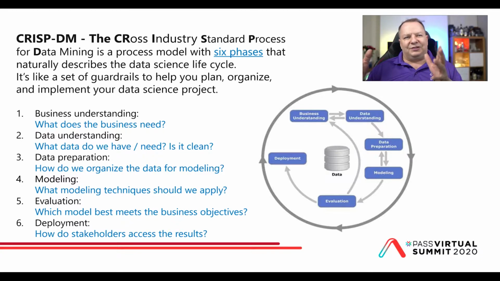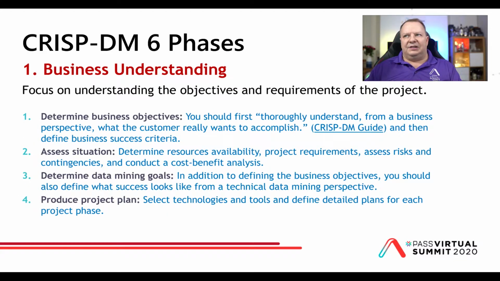We're going to go through and pick this apart a little bit, just so we get a good understanding of these different phases. Let's do that. So let's start with business understanding. We're going to focus on the key objectives and requirements of the project. We have 4 tasks here we need to do.